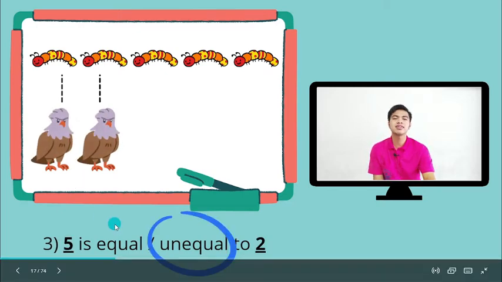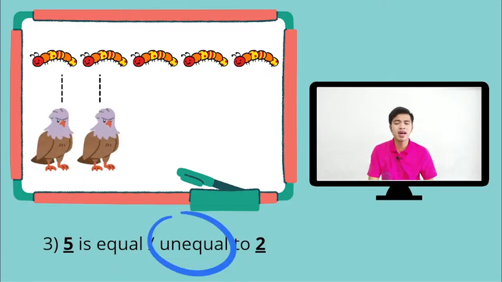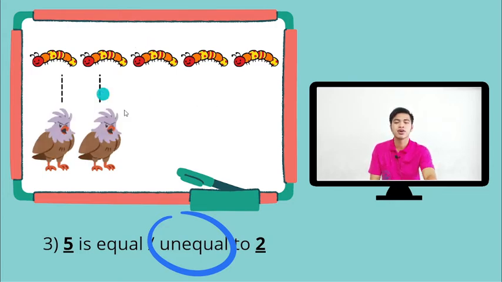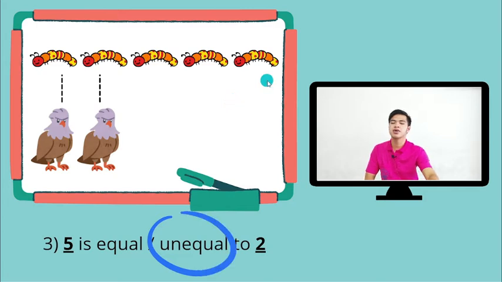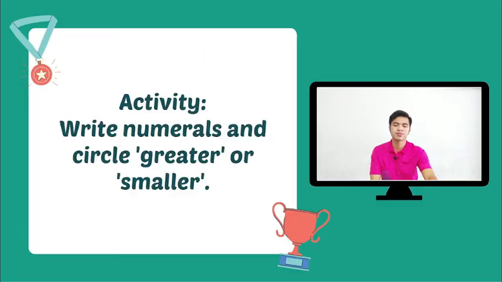Very good. The answer is unequal. Because if we try to pair the worms to the birds, it is not going to be enough. There will be 3 remaining worms, which means that they are unequal to each other. The answer is 5 is unequal to 2.